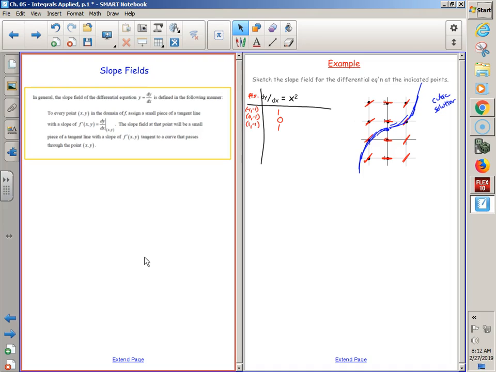But the long story short, this yellow box, does it now make sense? For every point in the domain of f, not literally every point, you don't have time to graph infinitely many baby slopes. But for every point that's shown to you, with a little dot actually shown, assign a small piece of a tangent line, a baby tangent, with a slope of, okay, plug into the differential equation, whether with x's or with y's or with x's and y's. The slope field at that point will be a baby piece of a tangent with a slope defined by the differential equation, tangent to a curve that passes through.